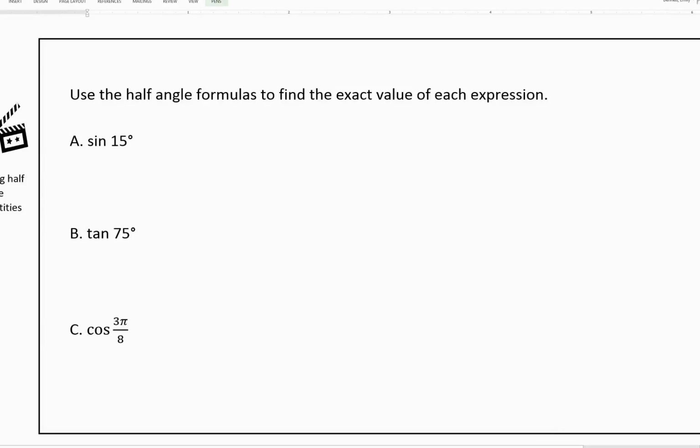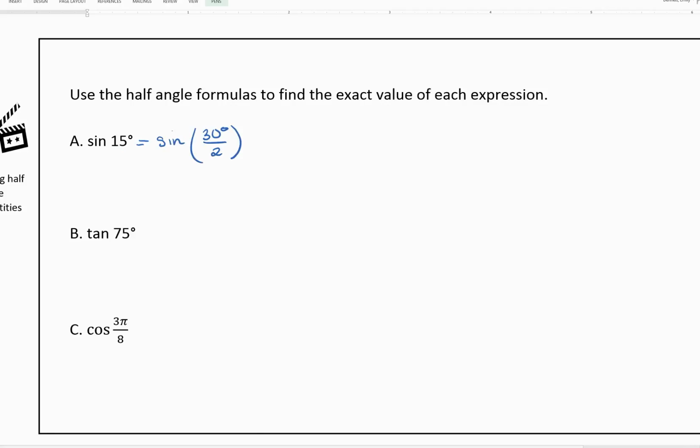Okay, we're now going to use our half angle formulas to help us find some exact values. So we want to find the exact value of sine of 15 degrees. First of all, we need to think of what 15 is half of. Well, 15 is half of 30, so we're actually going to use the formula for sine of 30 degrees over 2, okay? To know what it's half of, you're always going to multiply that angle by 2.